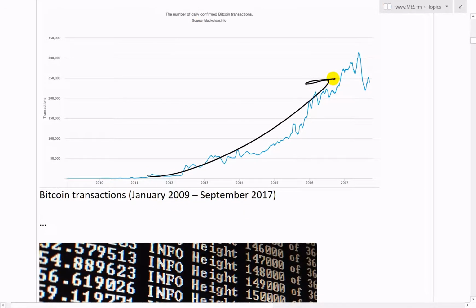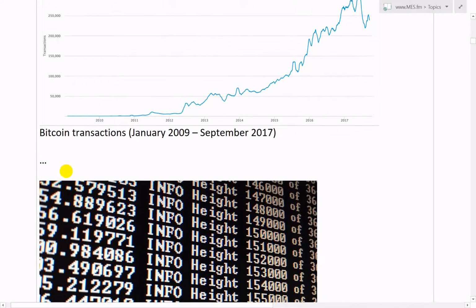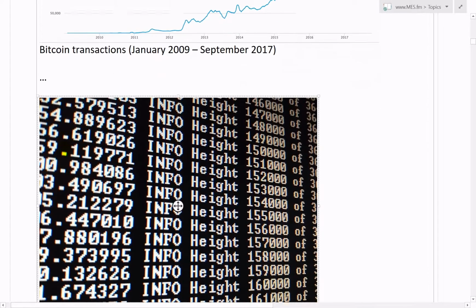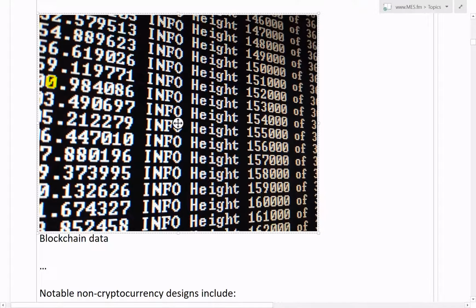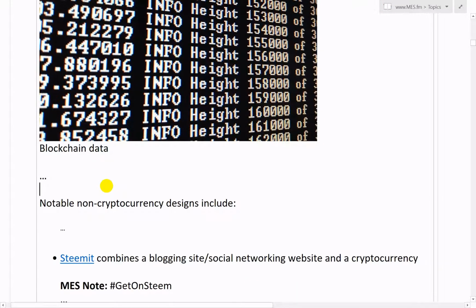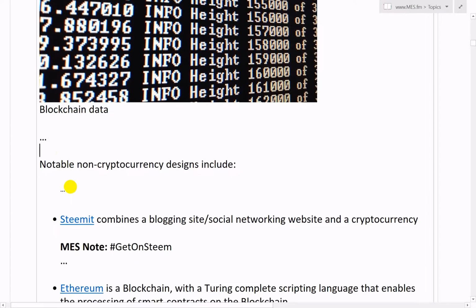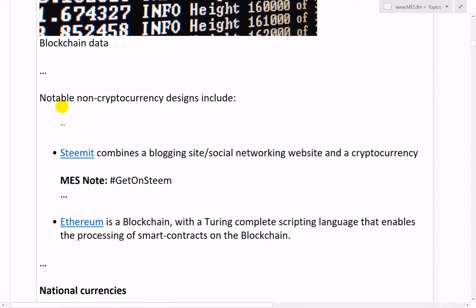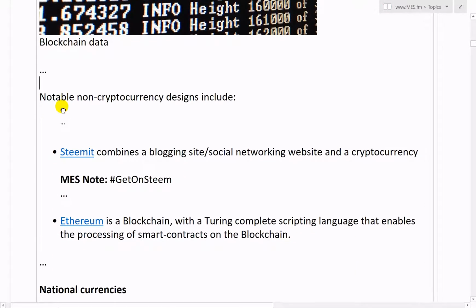Yeah, this is pretty much exponentially growing, so expect it to keep going. Here's how some of the data could look. Blockchain data has, for example, heights here. You could store a bunch of people's heights and whatnot. All it is is just information, just text, but verifiable text nonetheless.